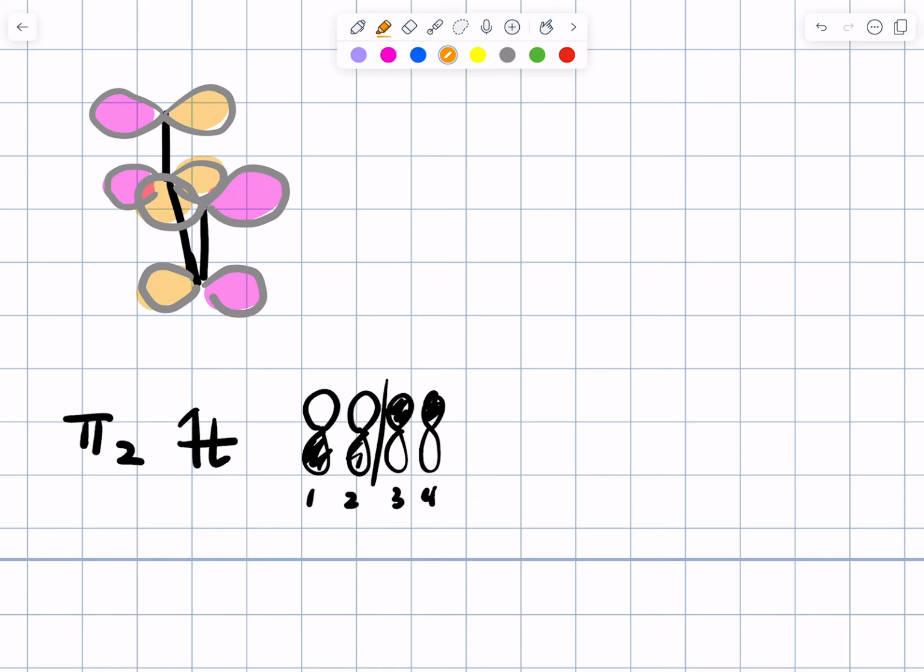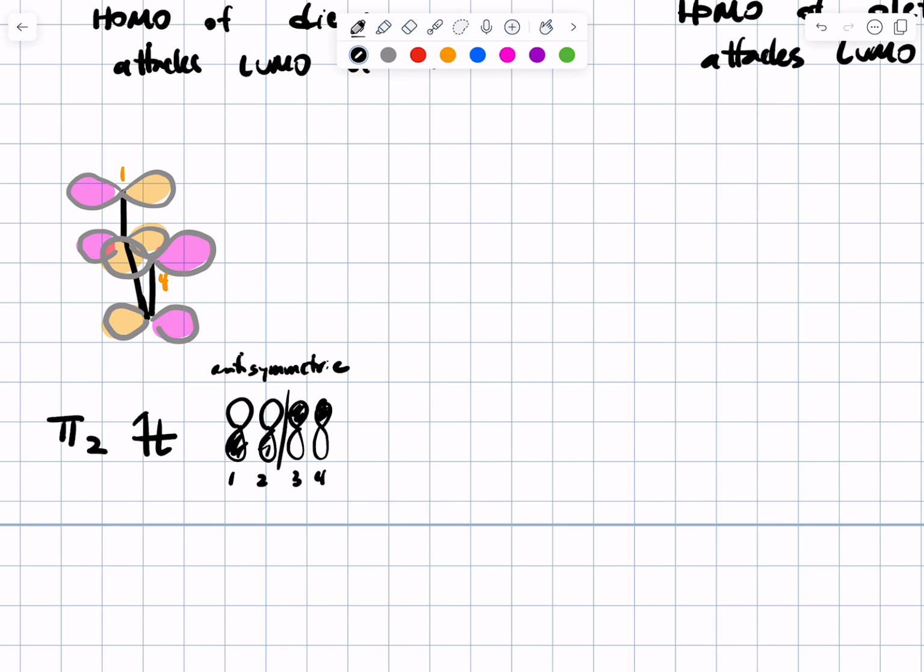So this is atom 1 of the diene, and this is atom 4 of the diene. This is the HOMO. And importantly, if you look at the left or the right-hand side, notice that the color on carbon 4 on the right-hand face of the diene is opposite. As a result, we call this orbital anti-symmetric, because the wave function sign or color is opposite on one side versus the other.